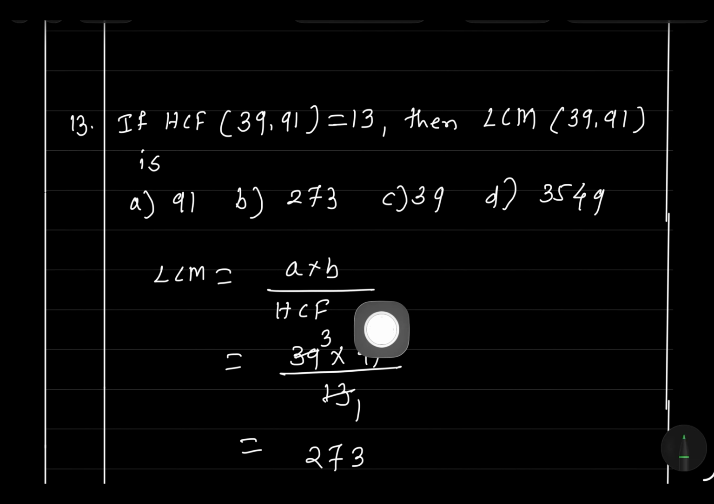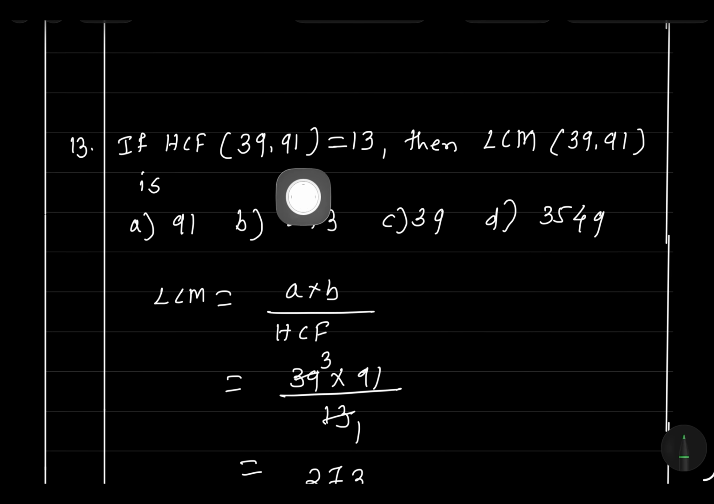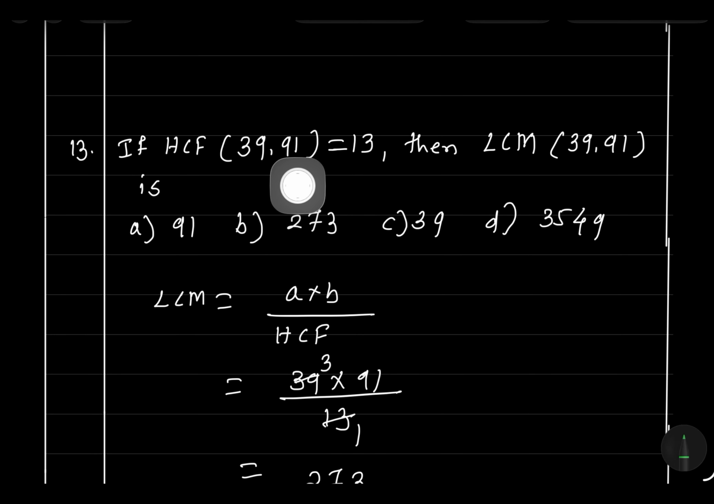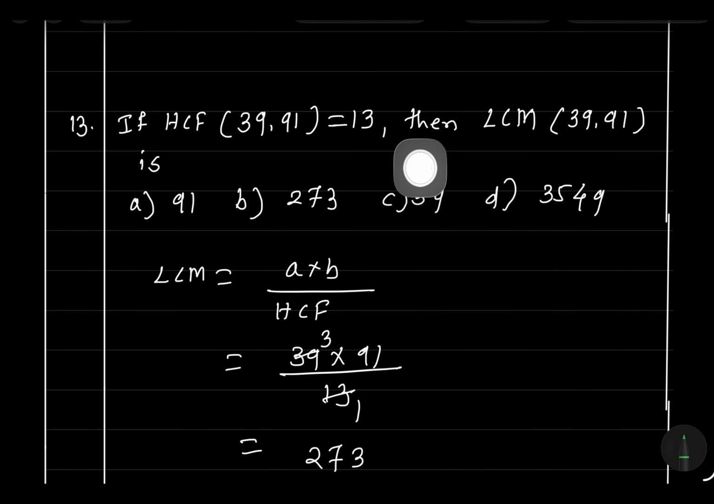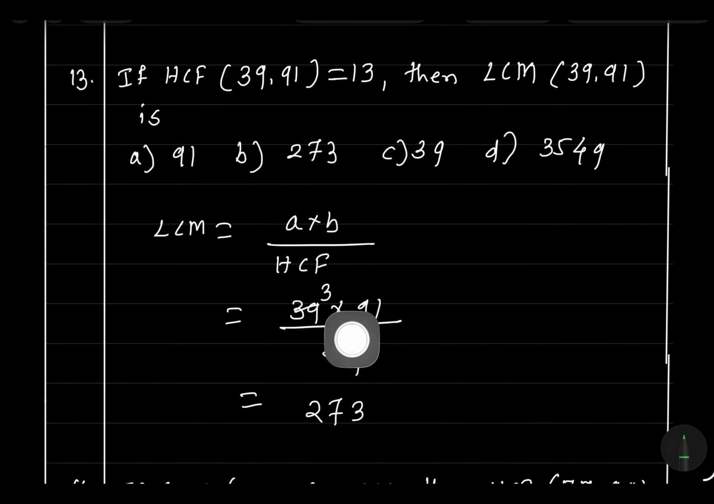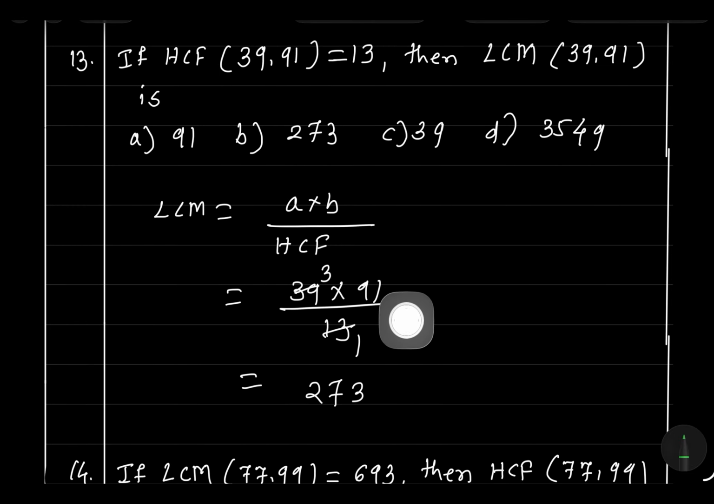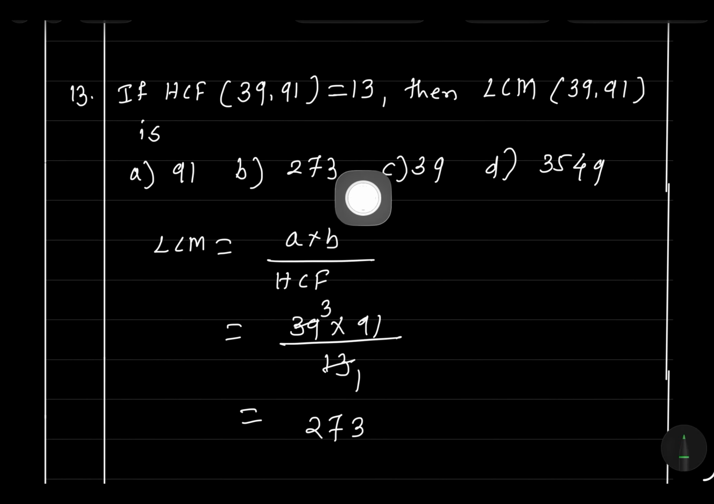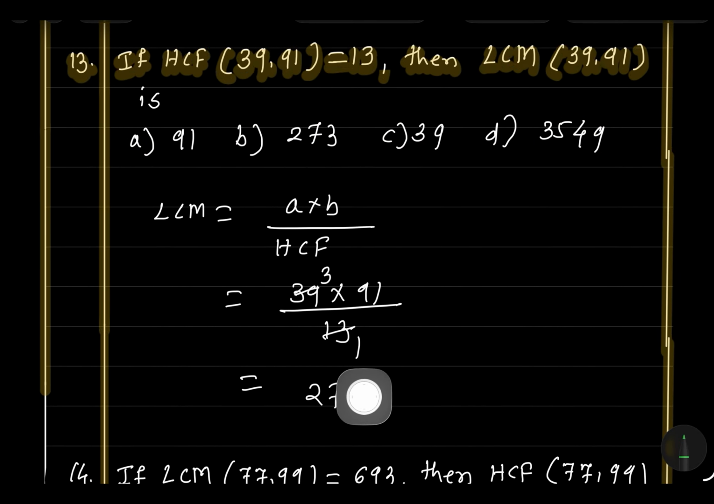Then see 13. If HCF of 39 and 91 equals 13, then the LCM of these two numbers 39 and 91 is? So HCF is given, and we know both numbers A and B also. So we can find the LCM. It is very easy. LCM equals, we know the formula, A into B upon HCF. So A into B is 39 into 91, and upon what is the HCF? HCF is 13.